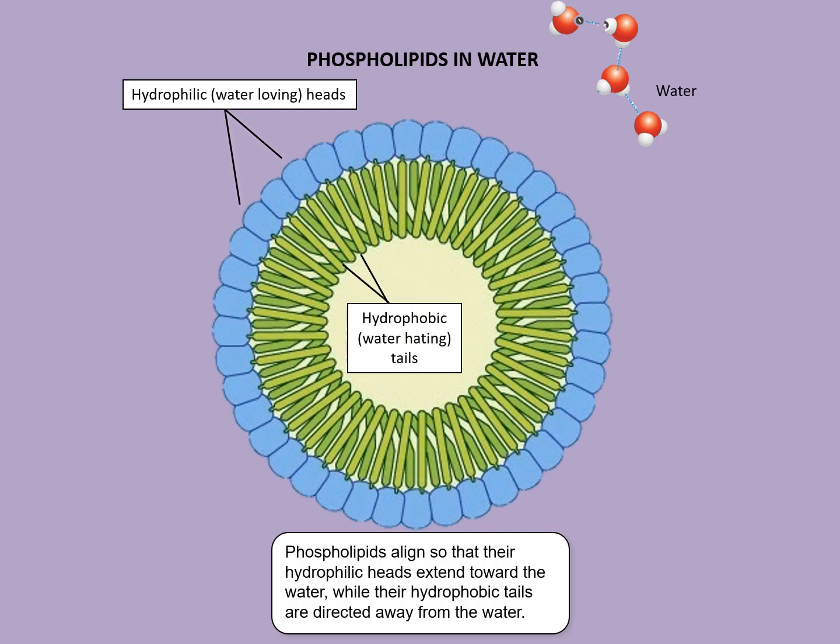In water, like I was saying a moment ago, the hydrophilic, water-loving heads are all around the outside. They stay near the water and they love it. And then the tails on the inside go away from the water, and they're always like this. They hate it. So the phospholipids align so that their heads extend towards the water while their tails are directed away from it.